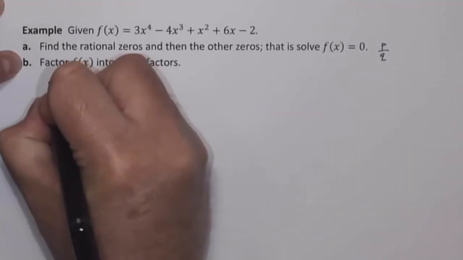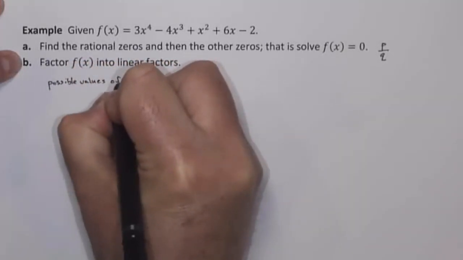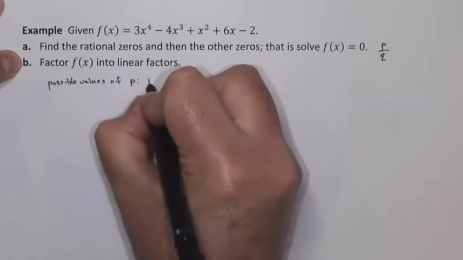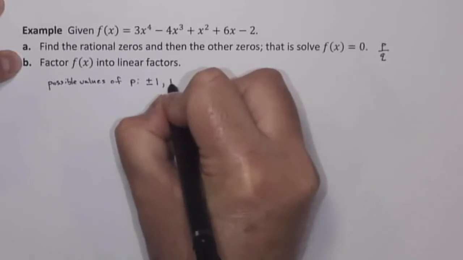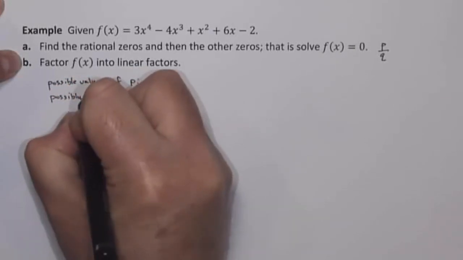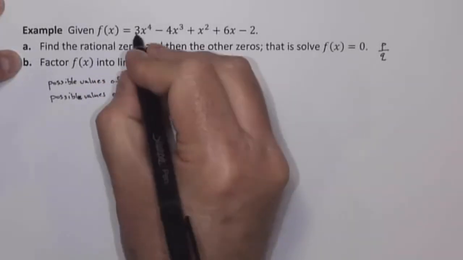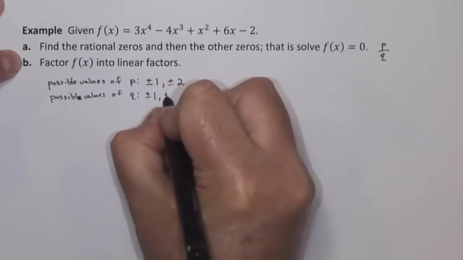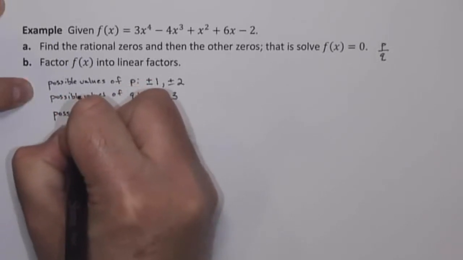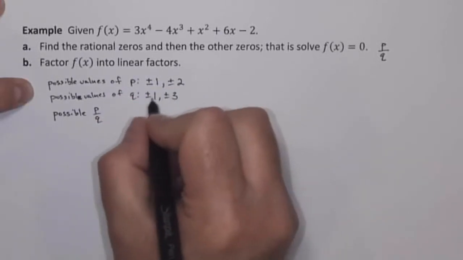Okay? So the possible values of p are the factors of negative 2, and the only thing that negative 2 can be divided evenly by are plus or minus 1 and plus or minus 2. The possible values of q have to be factors of 3, and so the only possibilities there are plus or minus 1 and plus or minus 3. So the possible values of p over q is going to be these possibilities.